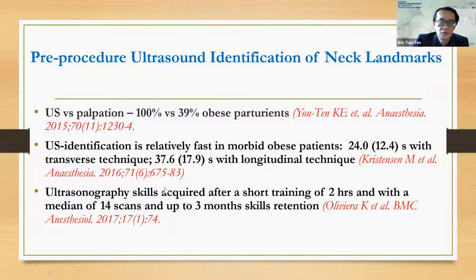Why is this important? Because we have shown that in obese parturients, using ultrasound, you can identify the cricothyroid membrane in 100% of the patients. But if you only use palpation, you can accurately identify it in only 39% of the patients. Michael Christensen has demonstrated in the morbidly obese patient that it is actually a relatively fast technique. In about 24 seconds, you can identify the cricothyroid membrane in the transverse position.